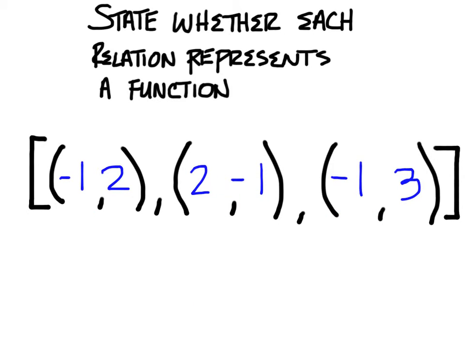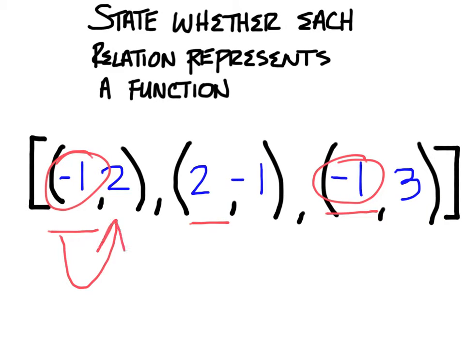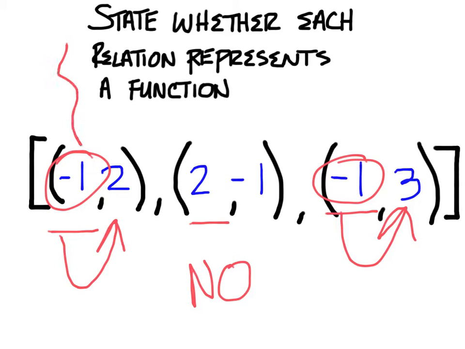For this one, do I have two x values that are the same? Yes, I have -1 and -1. Are these two x values associated with different y values? Yes, so the answer is no, that is not a function. You cannot put a -1 into a function and get a 2 and then put that same -1 in and come out with a 3. That is not a function.